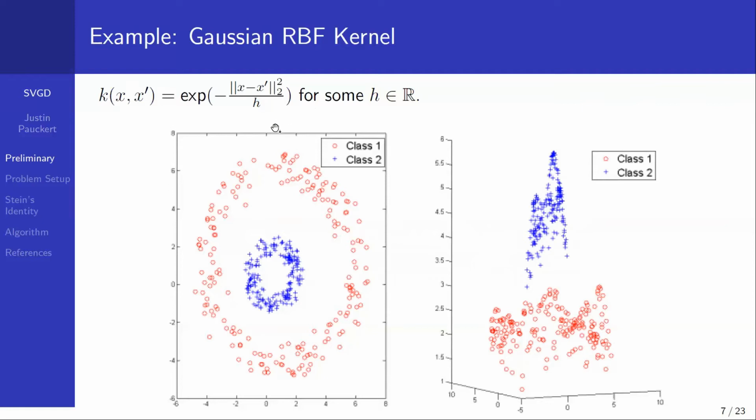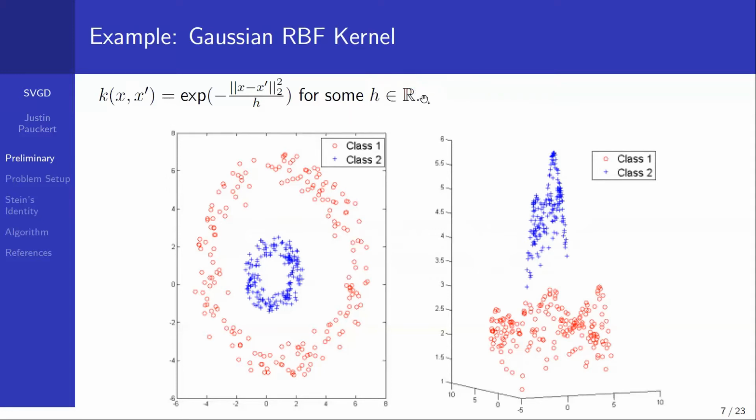Also, this is going to be the kernel that we're going to use for our algorithm later on. For now, it's not really clear how kernels are going to fit in, but it will be, I promise. Also see that this parameter h has to be chosen in some way. I'm also going to come back to that later on.